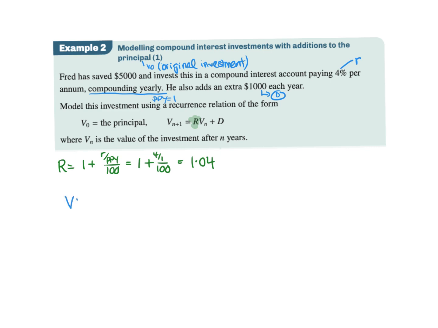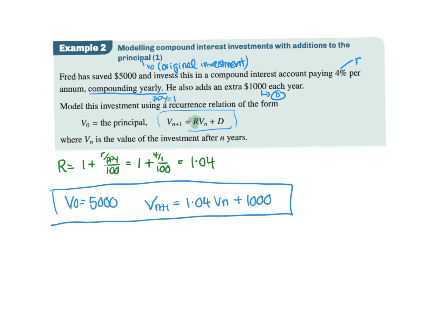Remember, in a recurrence relation you have to write what it originally starts with, which is 5,000. Then you need a rule for V n plus 1. I can see up here they've shown me how to do it. I know R is actually 1.04. Then I'll write Vn plus, what was D? What was the extra payment every year? 1,000. So then you write that. So that's our recurrence relation of that scenario.